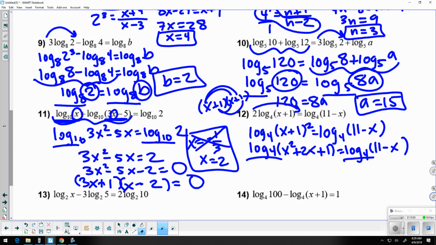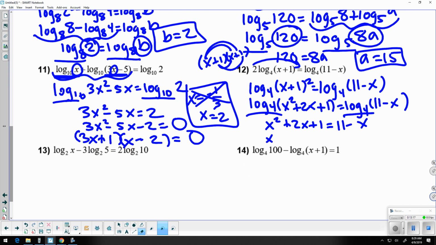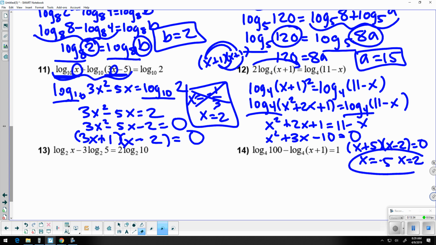So since we have the same log on both sides, drop the logs, just simply set x squared plus 2x plus 1 equal to 11 minus x. And now bring everything over to one side, and then we're just going to factor. So if I add 1x to both sides, I'm going to have x squared plus 3x. Subtracting 11, though, makes that negative 10 equal to 0. Factoring, this would factor into a positive 5, it looks like, and negative 2, resulting in negative 5 and positive 2 as our two solutions. Again, check them, especially that negative 5. It looks like, let's see, negative 5 plus 1.